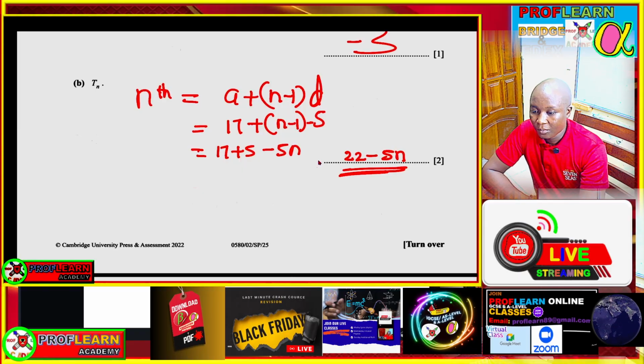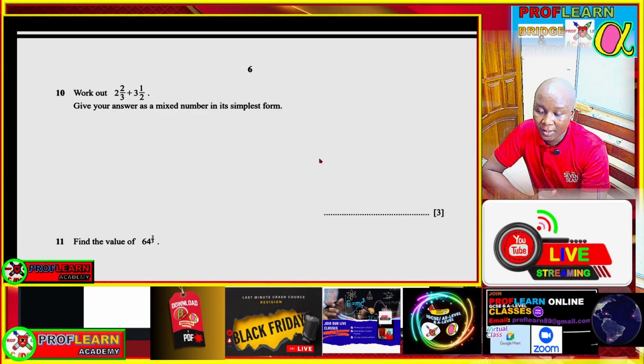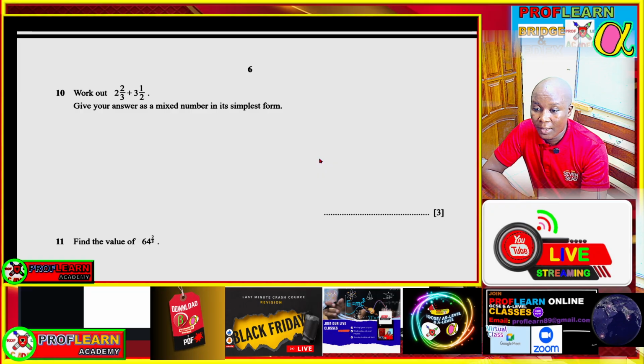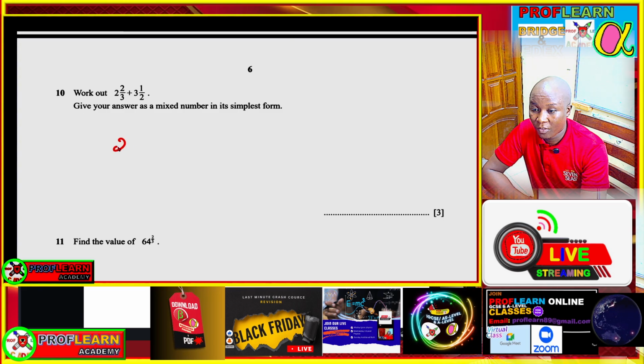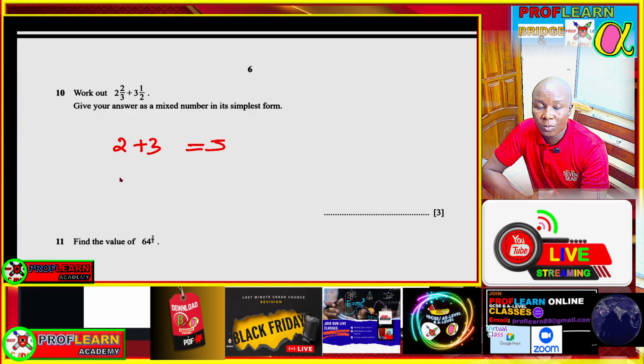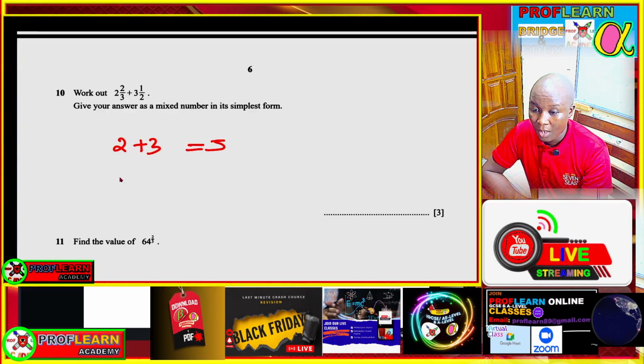I'm moving to question number 10. You can be asked questions to do with addition, subtraction, multiplication of fractions. And in that case, candidates were given a question to do with 2 over 3 plus 3, 1 over 5. And they were supposed to get the answer as a mixed number.